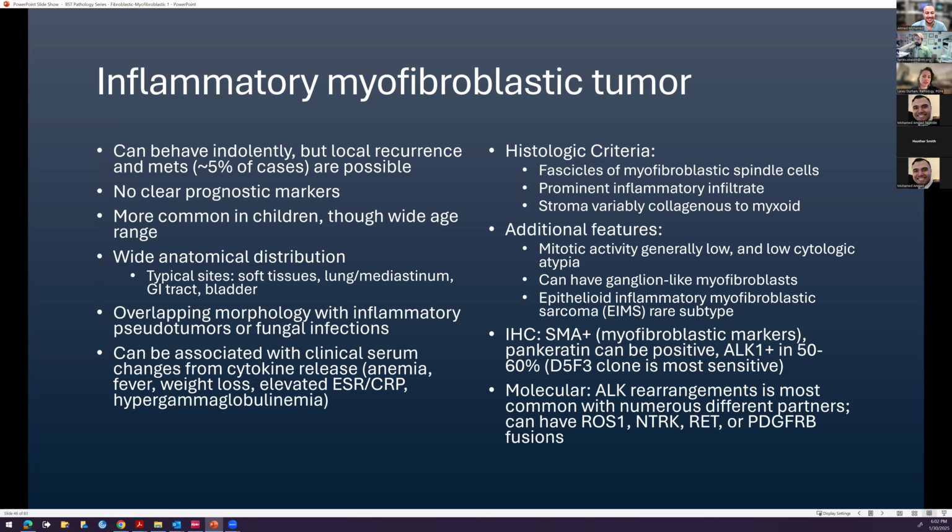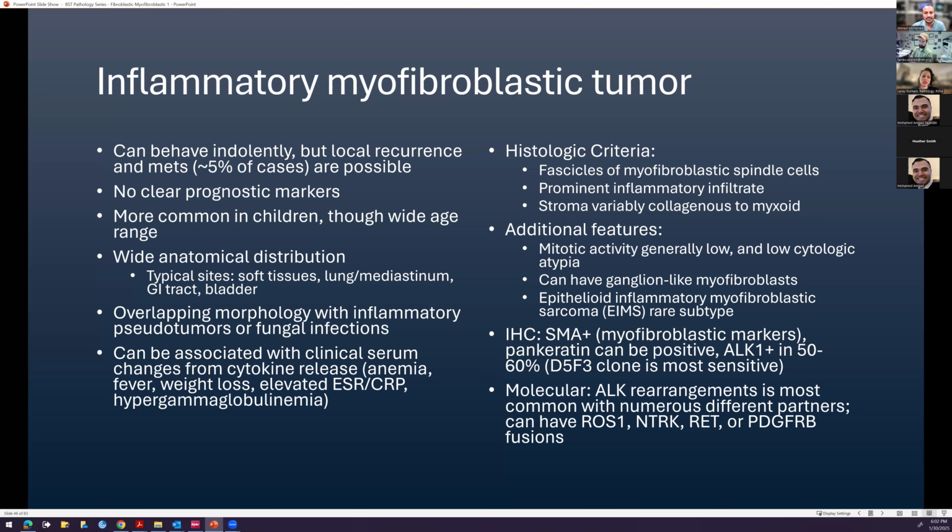But there you go. Okay, so IMTs often behave indolently, to be honest, but local recurrence and mets are possible. They all have metastatic potential technically, if they're true IMT. About 5% of those cases will met, though it's still a relatively indolent tumor. There's not really any clear prognostic markers for this.